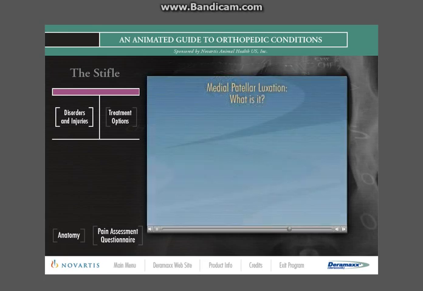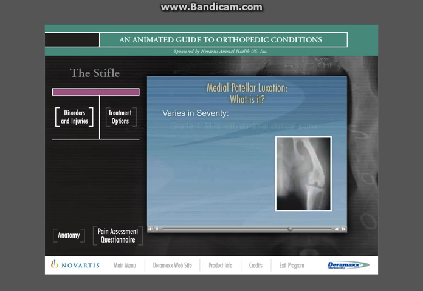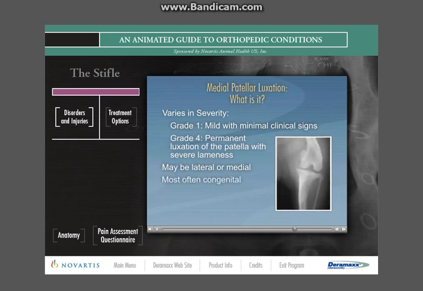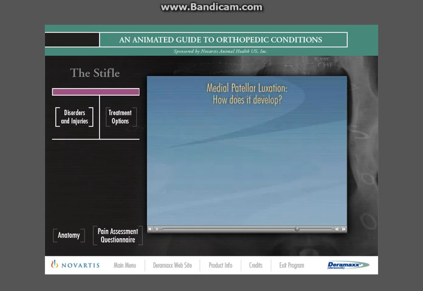Patellar luxation, a condition varying in severity from grade 1, mild with minimal clinical signs, to grade 4, permanent luxation of the patella with severe lameness, may be lateral or medial, is most often congenital, and is associated with varying degrees of femoral and tibial deformity. The underlying cause is a defect in pelvic limb conformation, specifically the extensor mechanism of the stifle.